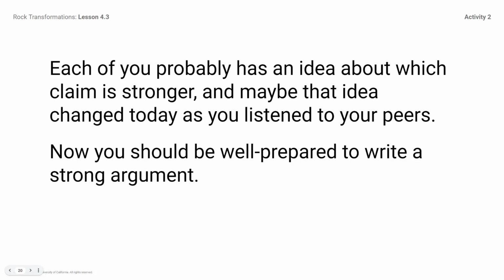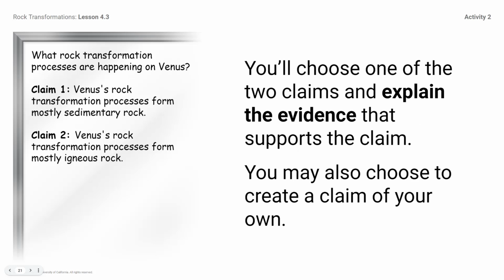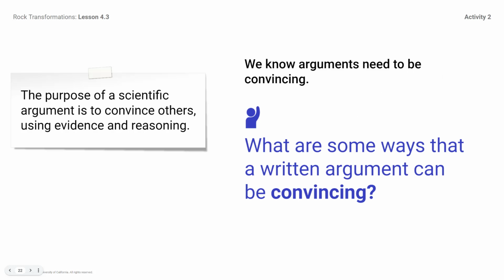Now you should be well prepared to write a strong argument. You've listened to your peers and thought a lot about the evidence related to these claims. Now you will write an argument that explains your thinking about which claim is most strongly supported and why. You'll choose one of the two claims and explain the evidence that supports the claim. You may also choose to create a claim of your own.